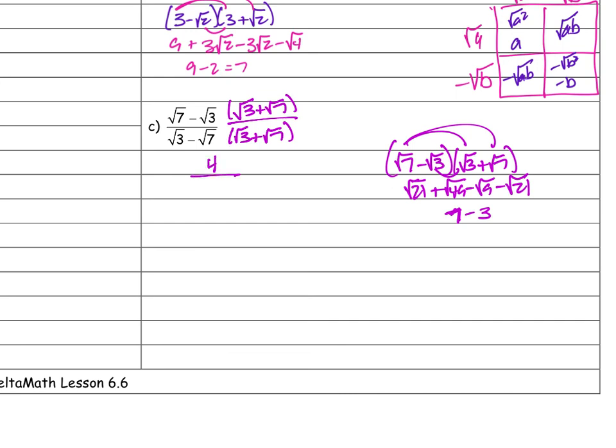And then for the bottom, I've got the square root of 3 minus the square root of 7 times the square root of 3 plus the square root of 7. It's just going to change some signs a little bit. So I've got the square root of 9 plus the square root of 21 minus the square root of 21 minus the square root of 49. So this one's 3 minus 7, which gives me negative 4. So my answer is negative 1.